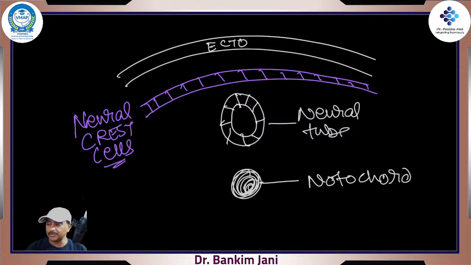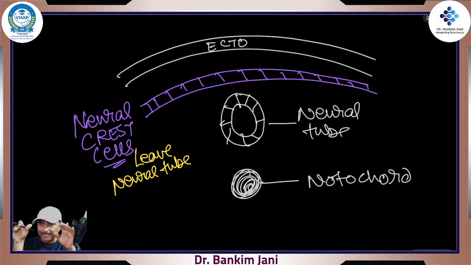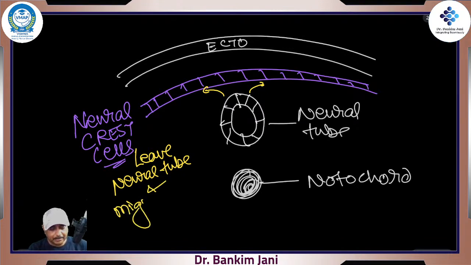So what are these neural crest cells? These are the new cell types, and they leave the neural tube and migrate, right? They were sitting on the corner, sitting on the edges, separate from the ectoderm and separate from the neural tube, and that's how they move, right? So leave neural tube and migrate, and within a minute you'll understand that yes, it has to be like that.